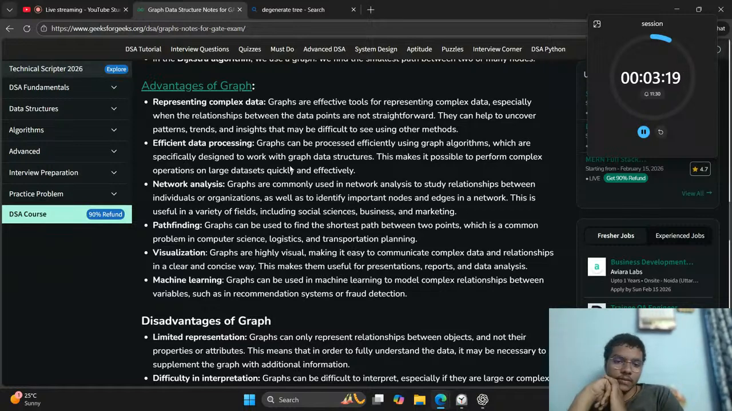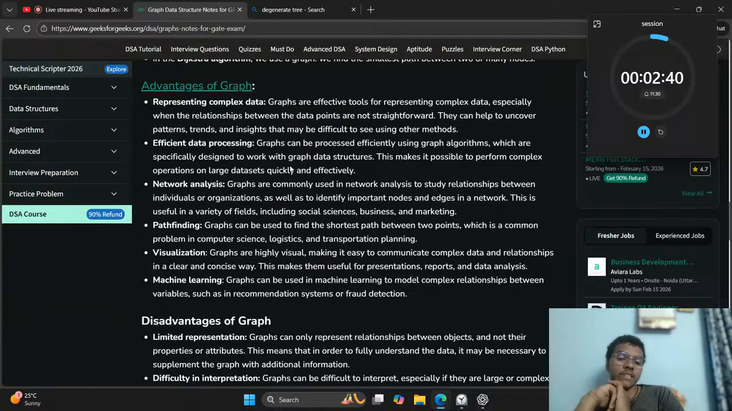Efficient data processing: graphs can be processed efficiently using graph algorithms, which are specifically designed to work with graph data structures. This makes it possible to perform complex operations on large data sets quickly and effectively. Network analysis: graphs are commonly used to study relationships between individuals or organizations, as well as to identify important nodes and edges in a network. This is useful in a variety of fields, including social sciences, business, and marketing. Pathfinding: graphs can be used to find the shortest path between two points, which is a common problem in computer science, logistics, and transportation planning.